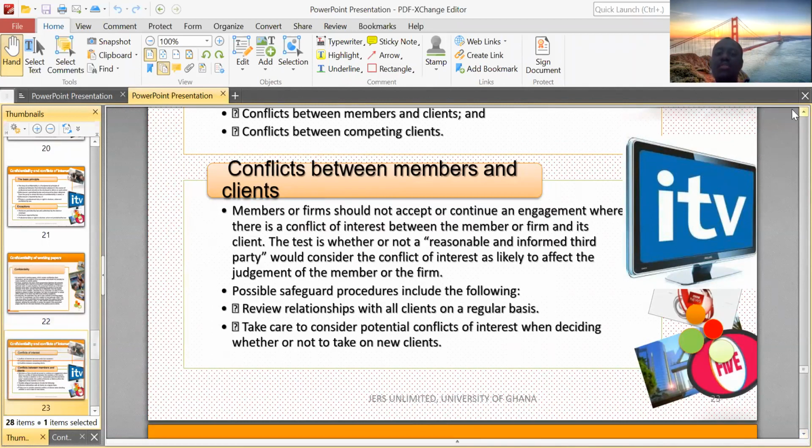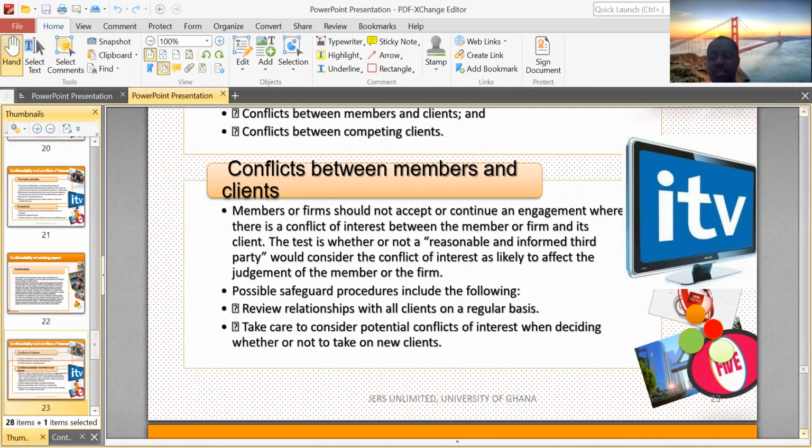Members of firms, or when we say members, audit firms, should not accept or continue an engagement when there's a conflict of interest between the audit firm and its clients. If there's a conflict of interest between the audit firm and its clients, then don't accept the engagement, because it will likely affect the judgment of the audit firm. A possible safeguard here is to review your relationship with the client on a regular basis to assess if there are any conflicts of interest. And when you're taking on new clients as well, you should consider potential conflicts of interest. So there are conflicts that exist between audit firms and clients.